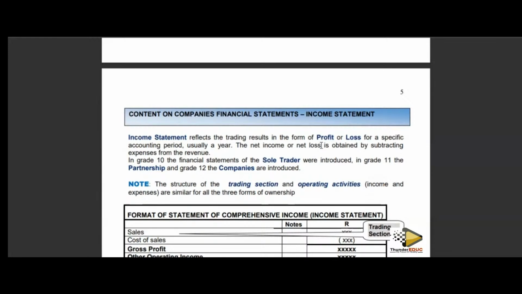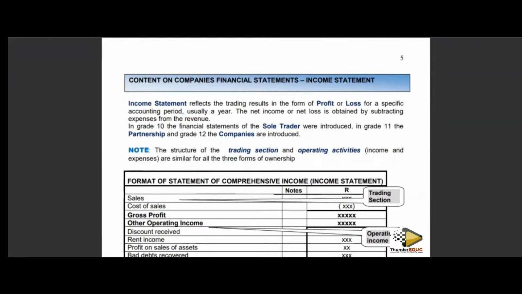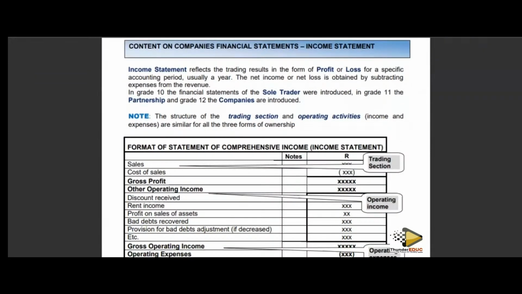Remember, the name has changed nowadays. It's called the statement of profit or loss and other comprehensive income. Those days back, we used to call it an income statement. So when you go to the question paper and the examiner is asking for the statement of profit or loss and other comprehensive income, he means the income statement. Remember, what is this statement for? We use it to determine whether the business made a profit or a loss.